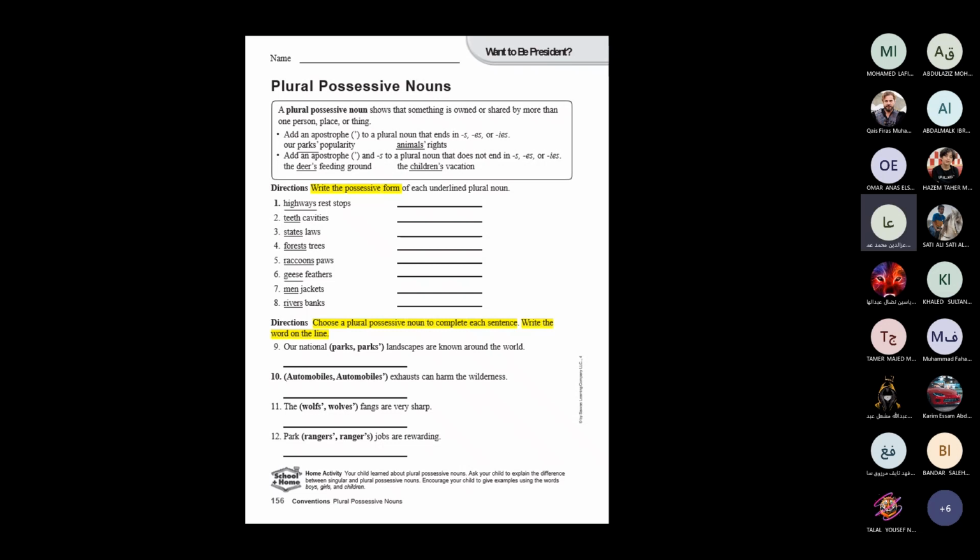Okay, what about 9 and 10 and 11 and 12? Correct, but number 12 is incorrect. You have to choose the first one, Rangers, with S apostrophe. Understand? Our lesson of today is about S apostrophe. Any noun that has S at the end, just add an apostrophe. Any noun that has no S at the end, you have to add apostrophe and S. Understand? Yeah. Fix your answers and send the page again.